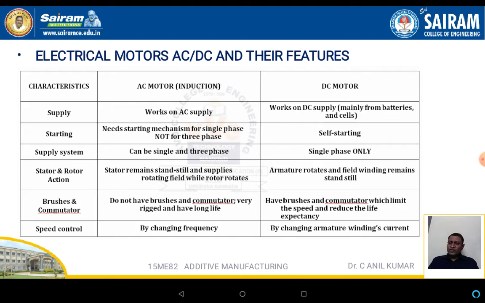Brushes and commutators. In the case of the AC motor, there are no brushes and commutators, but in the case of the DC motor there are brushes and commutators, which limit the speed and reduce the life expectancy. The speed control in the case of the AC motor is by means of the frequency, but in the case of the DC motor the speed control is by means of the winding current.